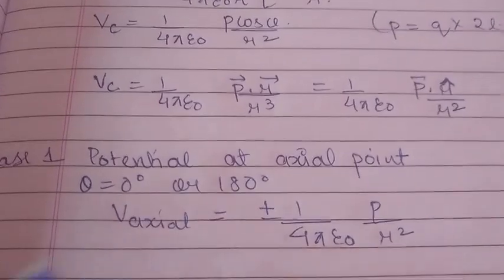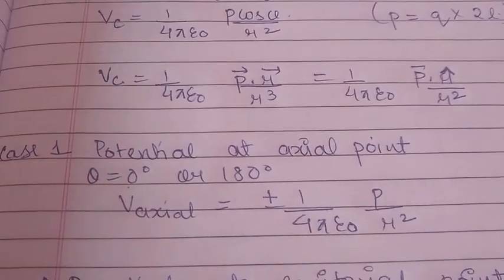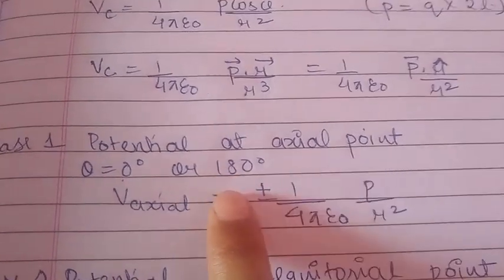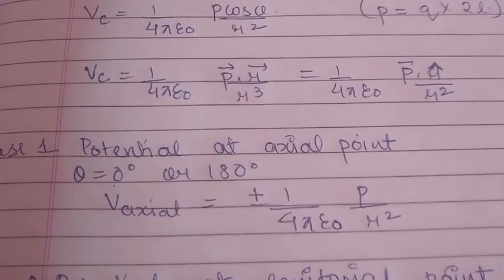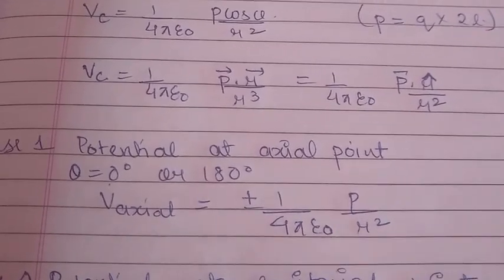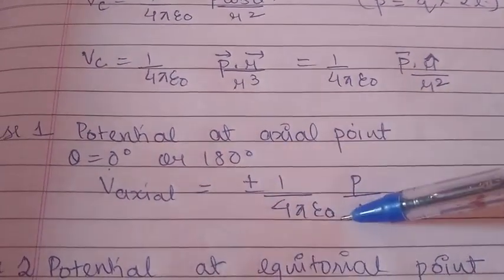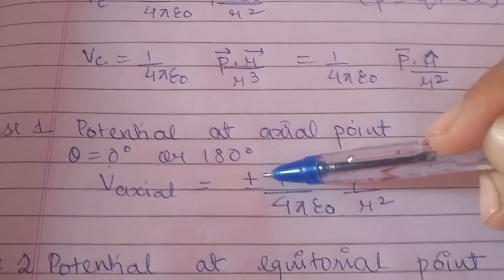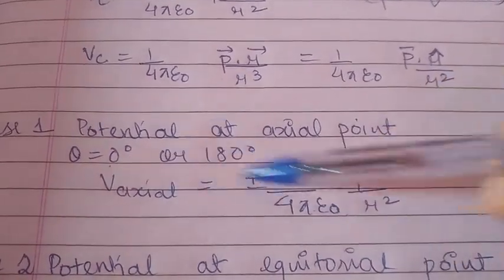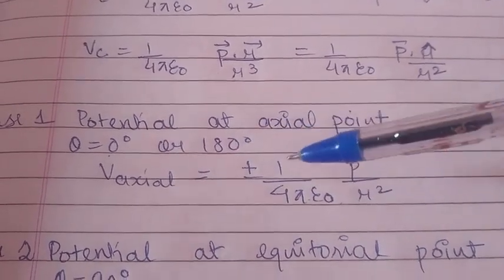Now if you have to find the potential at an axial point, that means on the axial line of the dipole, theta will be 0 if you consider it towards the plus q charge, and theta will be 180 if you consider it towards the minus q charge. Cos of 0 is 1, and cos of 180 is minus 1. So you get plus 1 upon 4 pi epsilon naught p by r square when theta is 0, and minus 1 upon 4 pi epsilon naught p by r square when theta is 180 degrees.